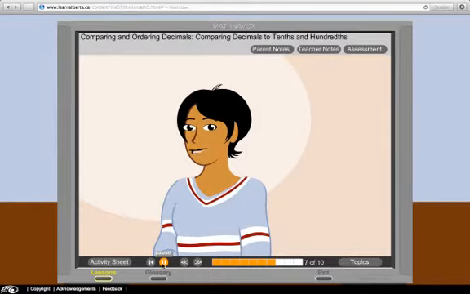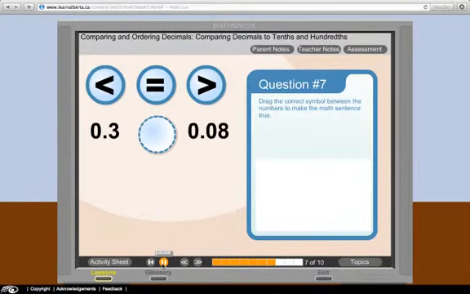Now you can answer some questions using the greater than, less than symbol. For an added twist, you may choose to use the equal sign as an answer. Drag the correct symbol between the numbers to make the math sentence true.